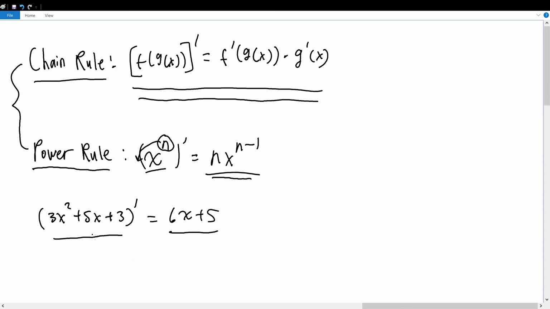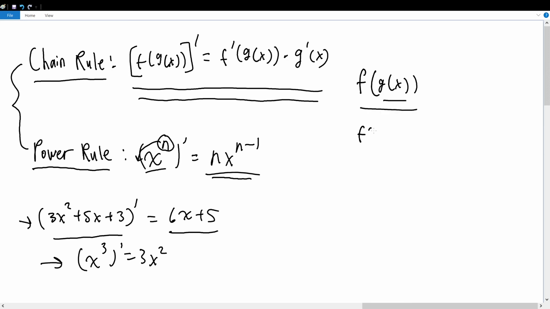But notice how this is just a regular polynomial. Or we can say such as x to the third power. This is also a polynomial, except this is a monomial, which differentiated will be equal to 3x squared. But the point is that none of them are composite functions. And what is a composite function? A composite function is a function within a function, such as f of g of x. g of x is a separate function, but f of x is also a function, whereas g of x is the input of x with respect to f of x. That is all a composite function is.